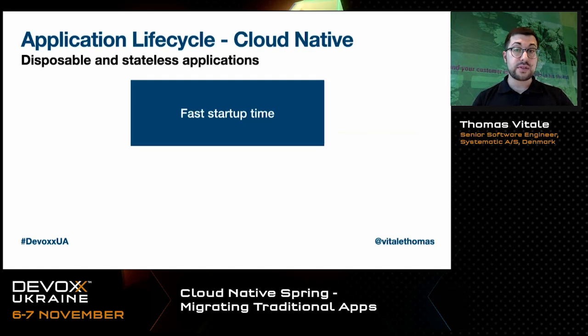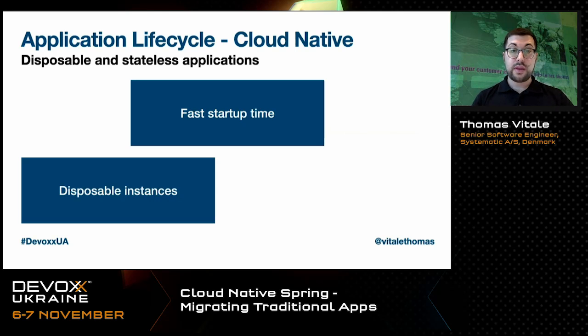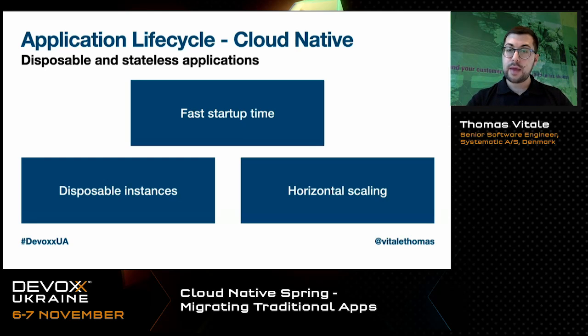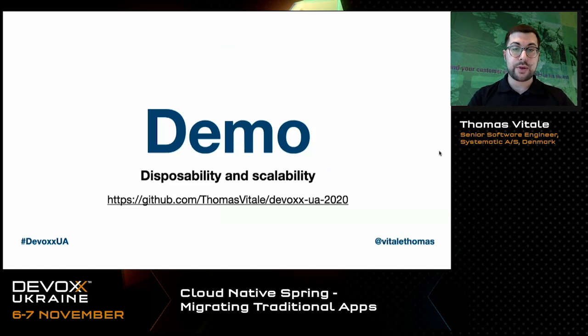So we have fast startup time because we removed that external dependency, and in general, we have a much more focused application. They are disposable instances. We can start them and stop them whenever the application thinks it's necessary, depending on the health and the monitoring. And then we are allowed to use horizontal scaling. Let's have a look at what we can do in Spring.